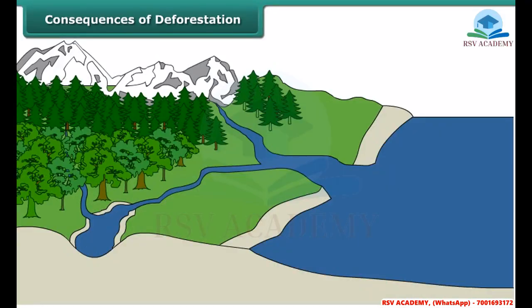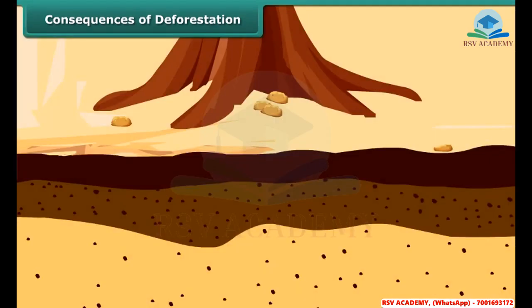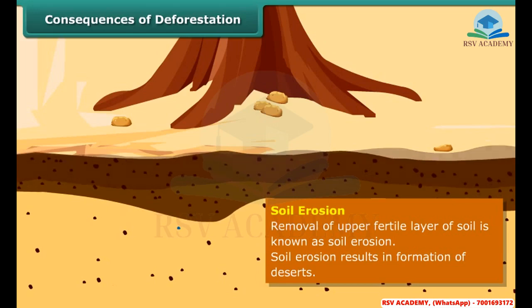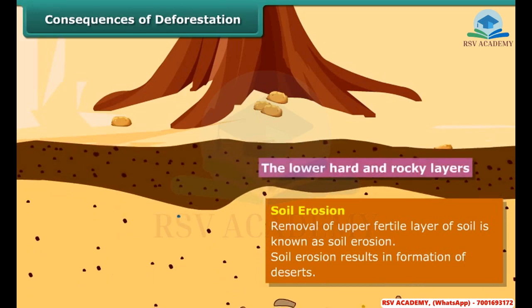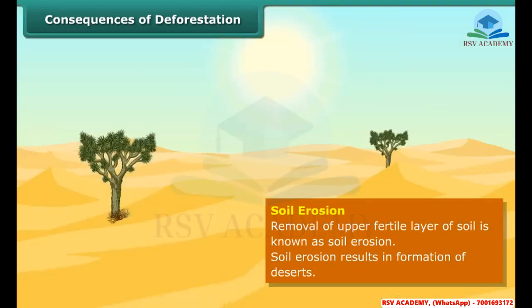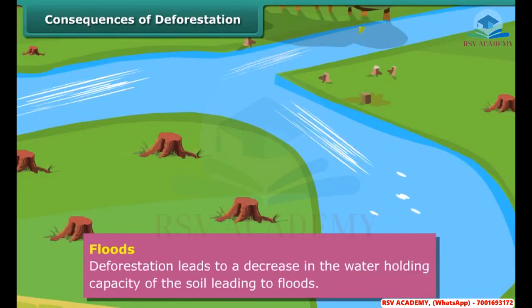This could cause droughts. Soil erosion. Fewer trees result in more soil erosion. Removal of the top layers of the soil exposes the lower hard and rocky layers. This layer of soil has less humus and is less fertile. Gradually, the fertile land gets converted into deserts. It is called desertification.